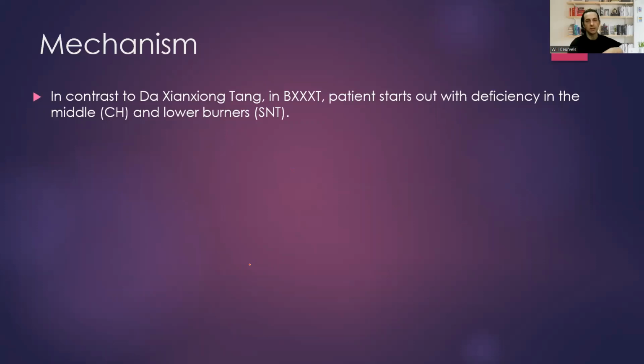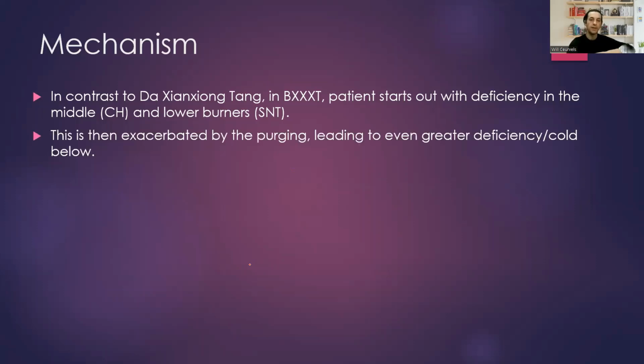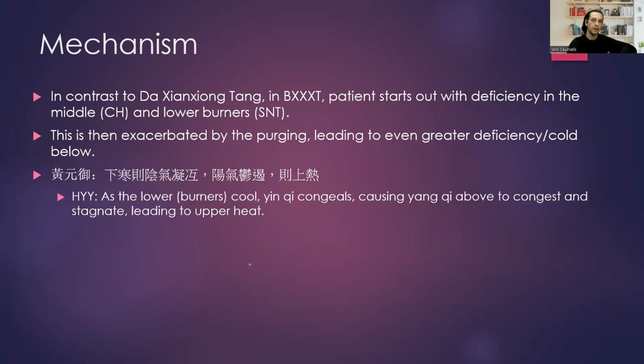So as we said, in contrast to Da Xian Song Tang, in Banxia Xiexin Tang, there's going to be some level of deficiency. And then that's exacerbated by purging. So we get even more cold below. Now, what happens? Well, Huang Yuanyu kind of gives us a cool answer, which he says, as these lower burners cool, yin qi congeals. Okay, so how does that happen?